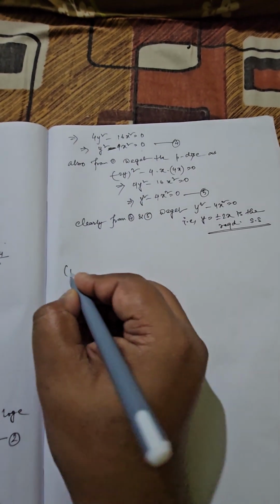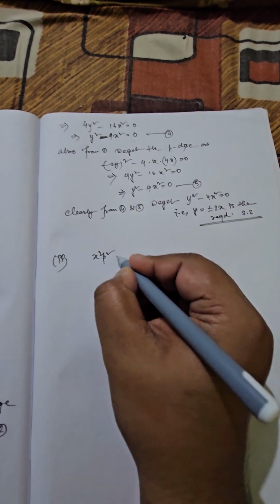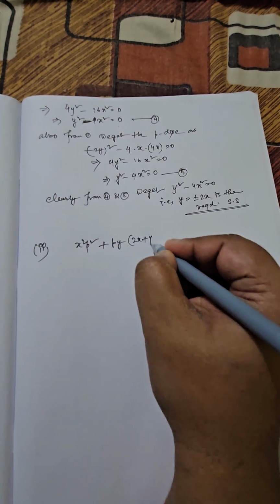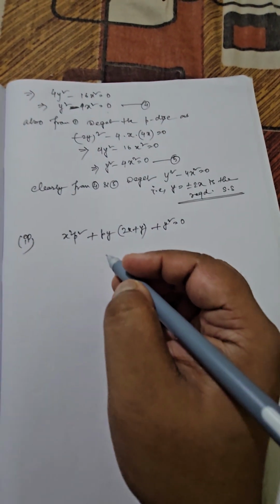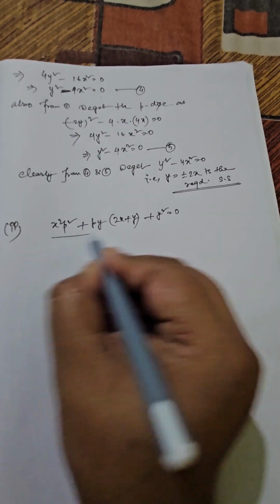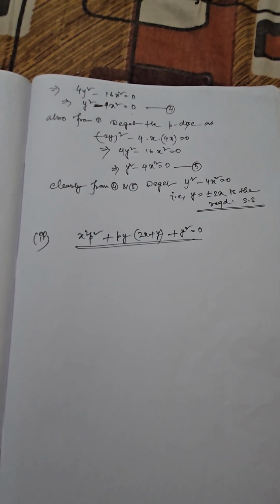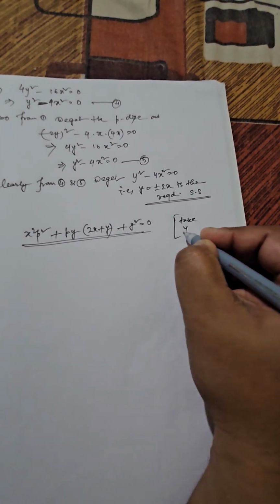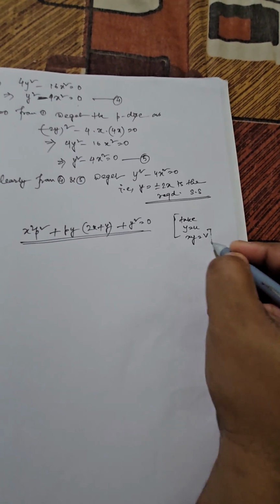Now moving on to the second one. Suppose we are considering this one, x square p square plus py plus 2x plus y plus y square. And obviously in order to solve this problem, first let us reduce it to the Clairaut's form by taking some suitable substitution. Say y is equal to u and xy is equal to v. We are going to use this substitution.